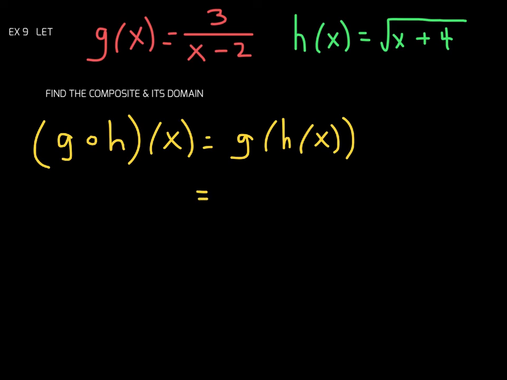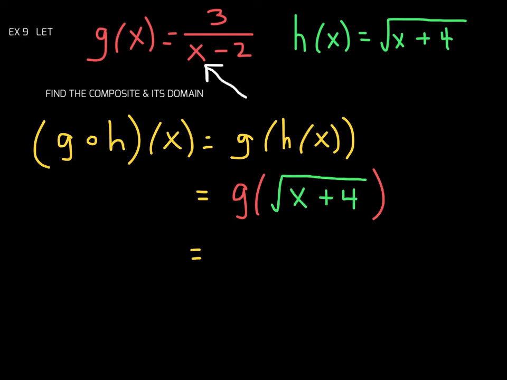Now, here we go. This is equal to g of, now I'll replace h of x with the expression that defines it. So h of x is defined as the square root of x plus 4. So this notation means that we need to plug the square root of x plus 4 into function g. Function g is over here, and the input variable is right there. So we want to replace that input variable x with this expression, the square root of x plus 4.